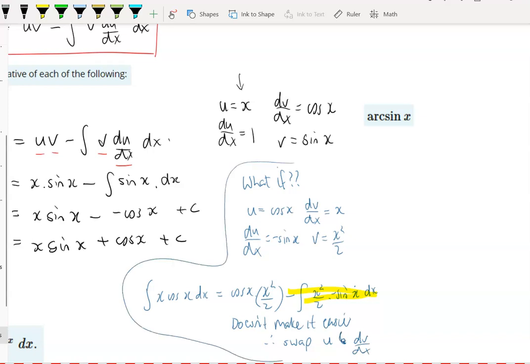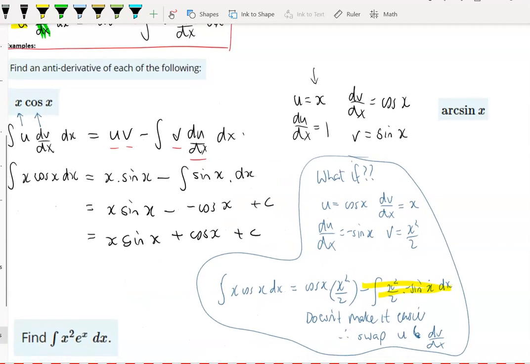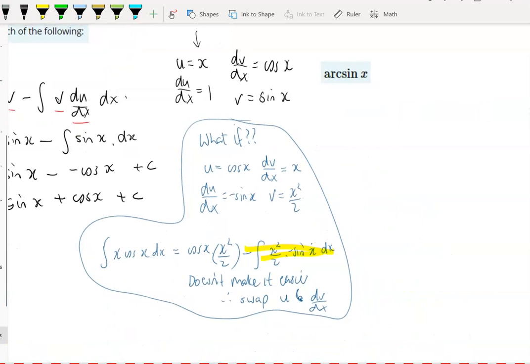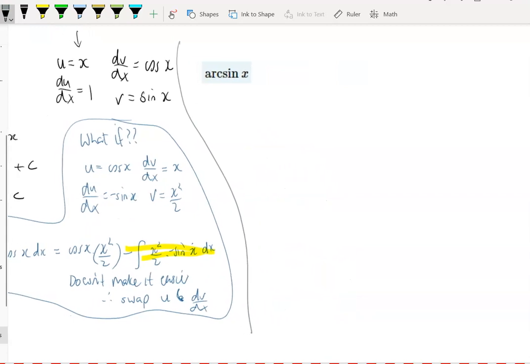So this is a big what if scenario. What if I'd chosen the other way around? Okay, I chose right the first time, which is great, but sometimes you don't. So be aware that it's okay if you get it wrong, you can try something else. Okay, so let's try this second example. So let's just put a big line down here, and we'll have a look at this one.